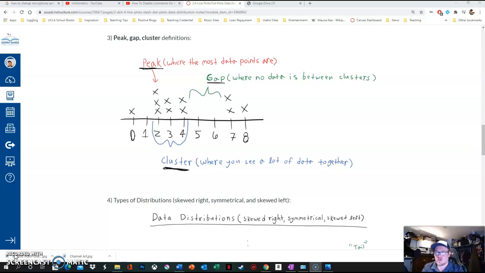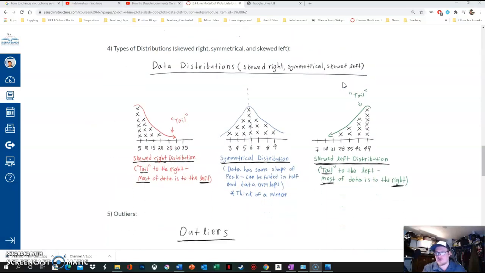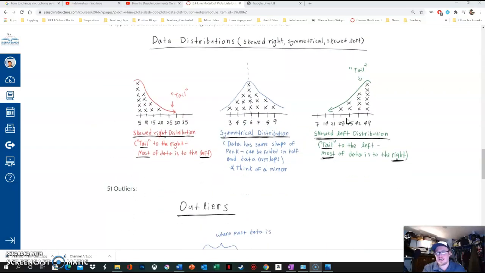Now if you look over here, there's another set of x's, which is a cluster. So if you notice from 7 to 8, this is another cluster. So that's how you identify peaks, gaps, and clusters. Now this is the one that a lot of people had trouble with last Thursday. This is our data distributions. There are 3 main things that when I ask you on a question, what is the data distribution or the shape of the dot plot, you need to pick one of these 3 and you have to describe why.